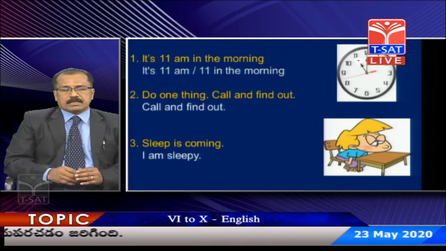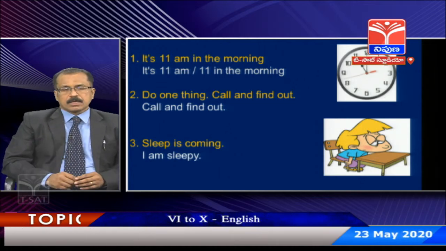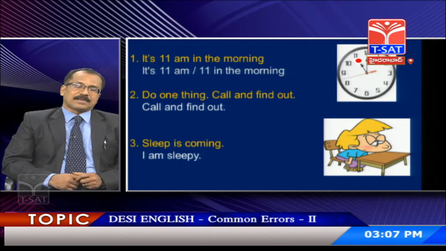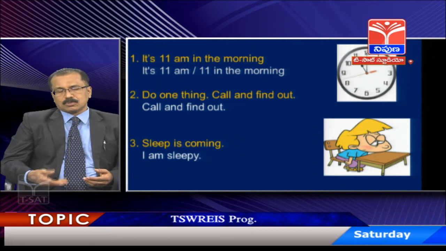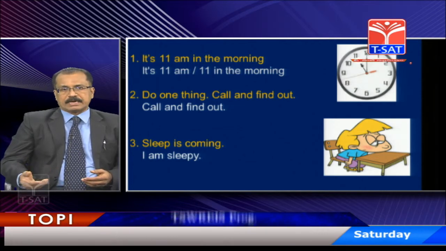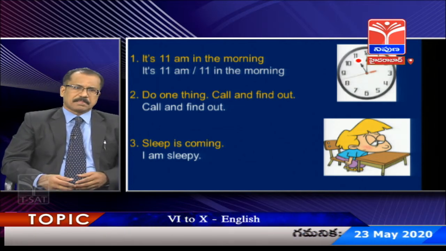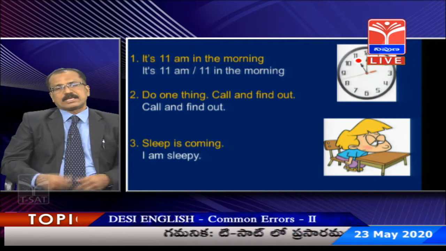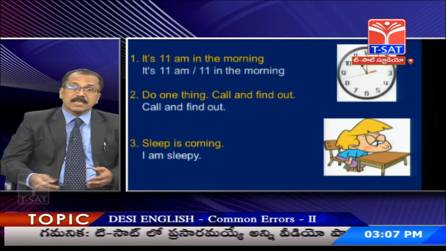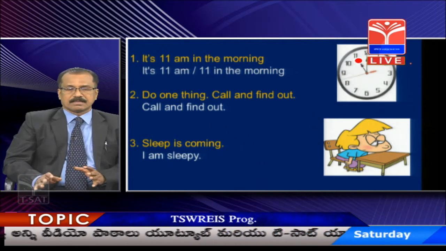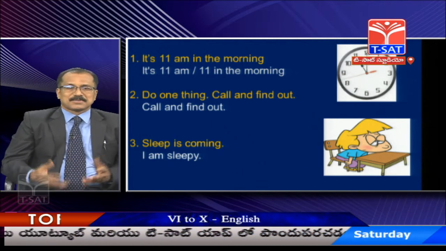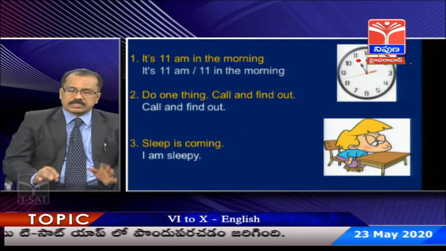Now, the second sentence, do one thing, call and find out. Usually, when you want to give advice or console your friend who is very sad, then you naturally go to him and say, hey, do one thing, call and find out. No, never say do one thing. We can do so many things. So, call and find out, that's all you should say.